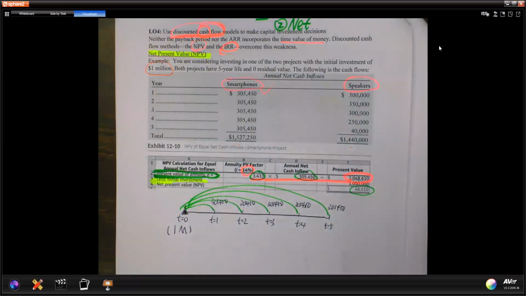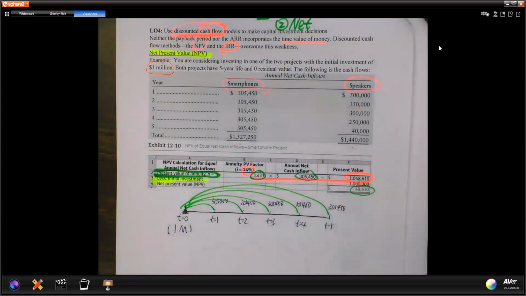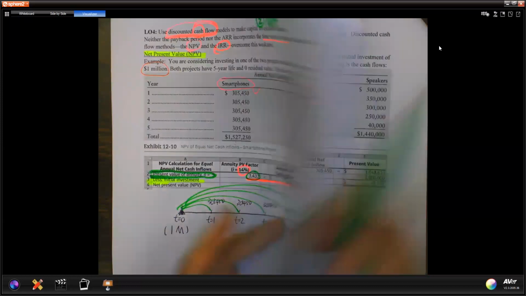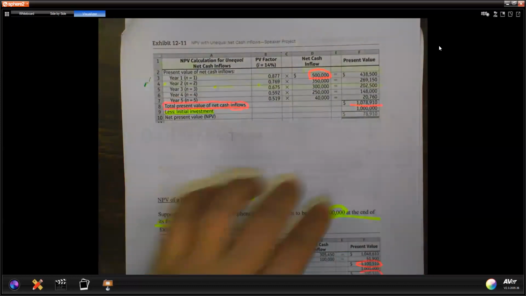We look at our speaker. You found out that every year there are different cash flows, so you cannot use table B. You cannot use annuity, it's not an annuity. You have to discount every year individually. I'm not going to do it by hand, I just get all the numbers. So we have to go to table A.